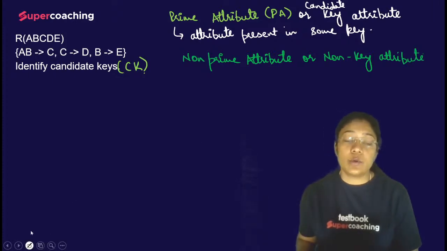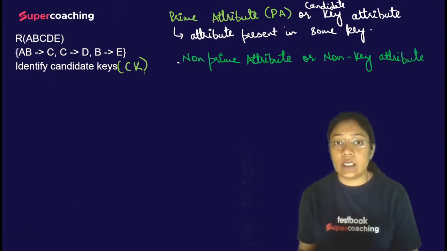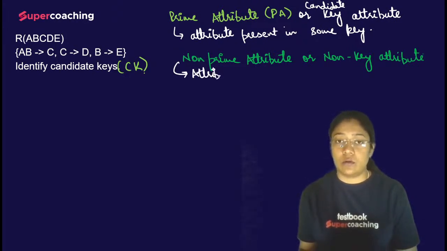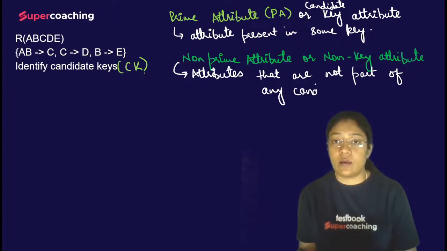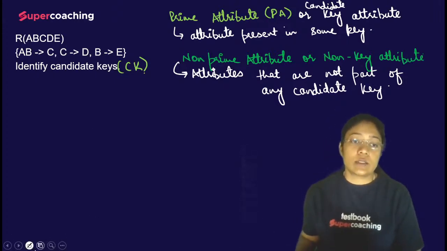These are the attributes which are not part of any key. Attributes that are not part of any candidate key. Okay, so let's solve this question.